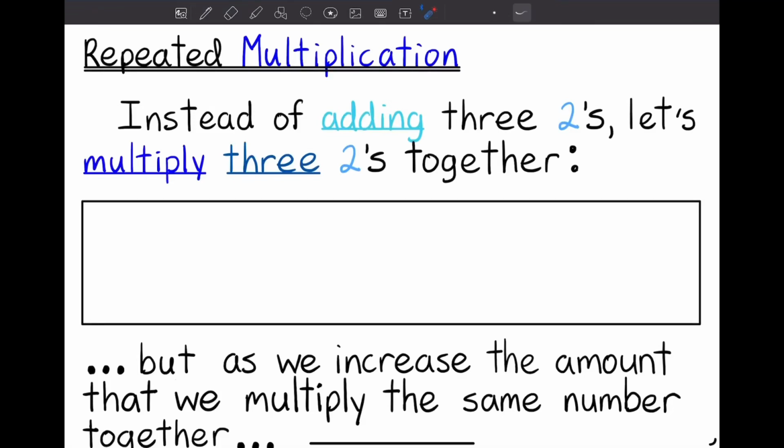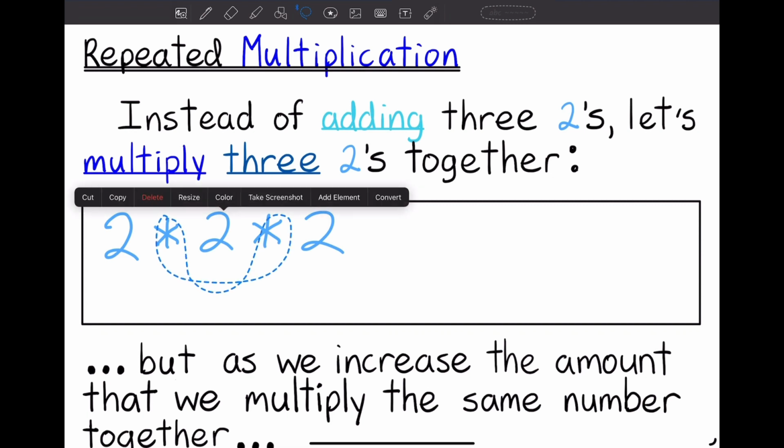Another common operation to repeat is multiplication. So now let's talk about repeated multiplication. Instead of adding 3 2's, let's multiply 3 2's together. We can write this down as 2 times 2 times 2. And let me color code these multiplication operators.